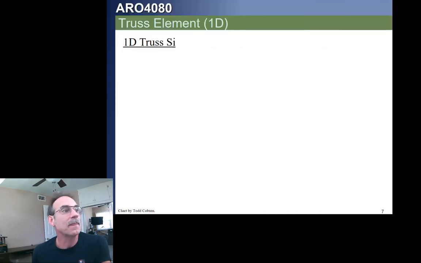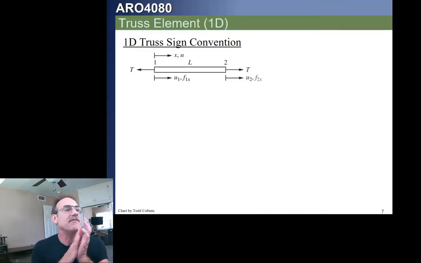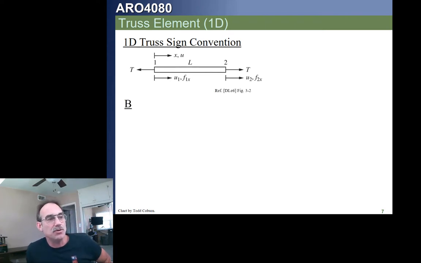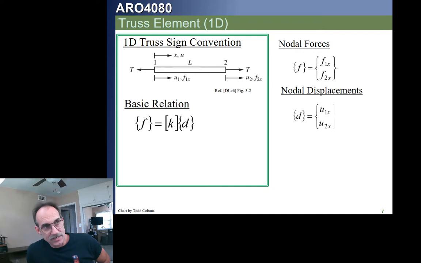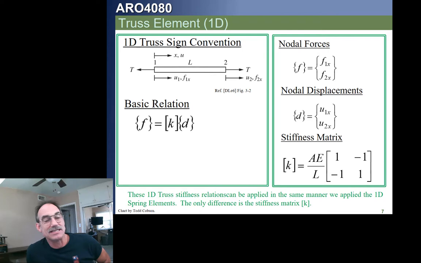Sound good? So, our sign convention, once again: we have two nodes, and we have defined positive as node 1 to node 2. That's what defined all of our relations. This is our basic force relation in local coordinates. These are our local forces, these are our local displacements, and this is our stiffness matrix. So this is a summary of the 1D truss element in local coordinates, identical to springs except for the different spring constant.